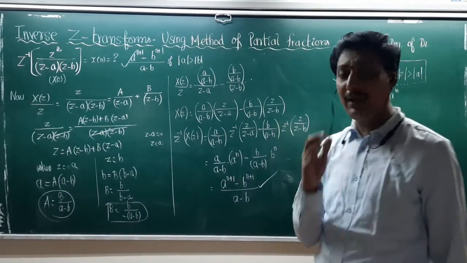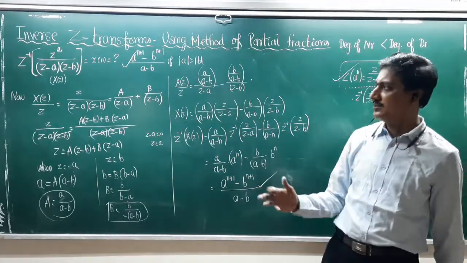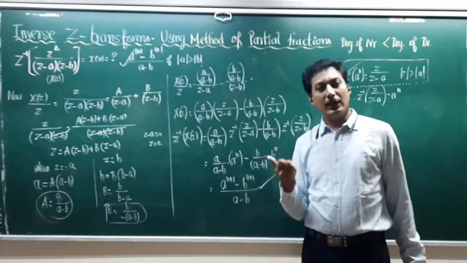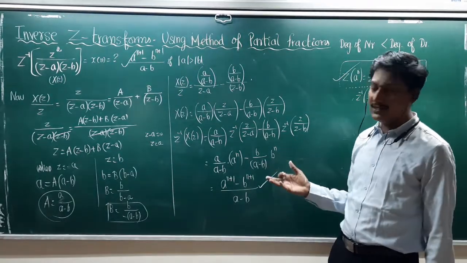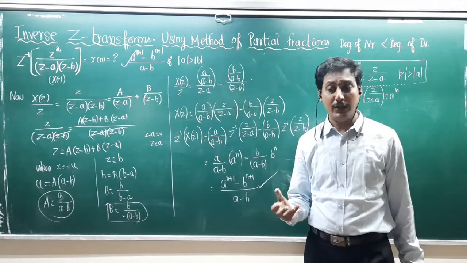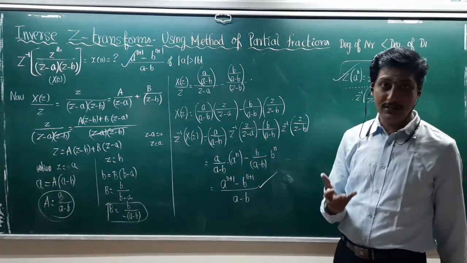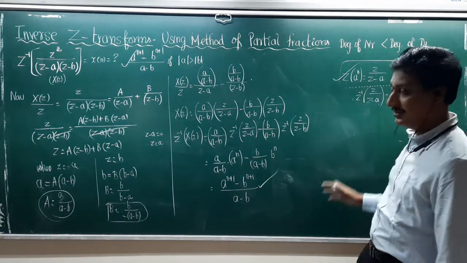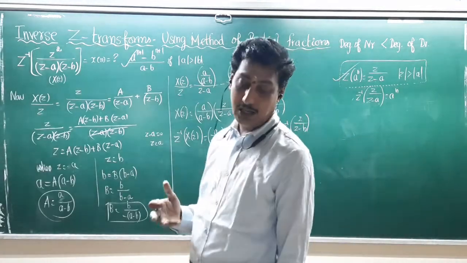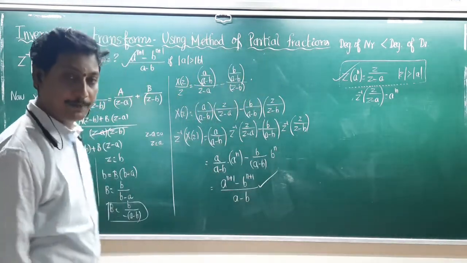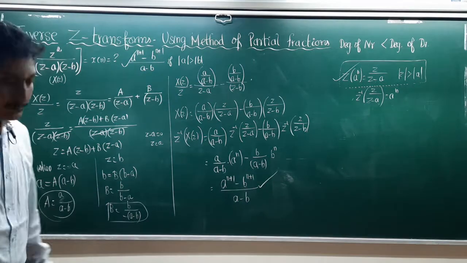So we get the same answer whenever we take the Z inverse by using the convolution theorem, or the method of partial fractions, or even by the residue theorem. But in the residue theorem we get the answer directly, while in this case you should know the Z inverse transform results, otherwise you can't get this answer. Understand what I am saying?